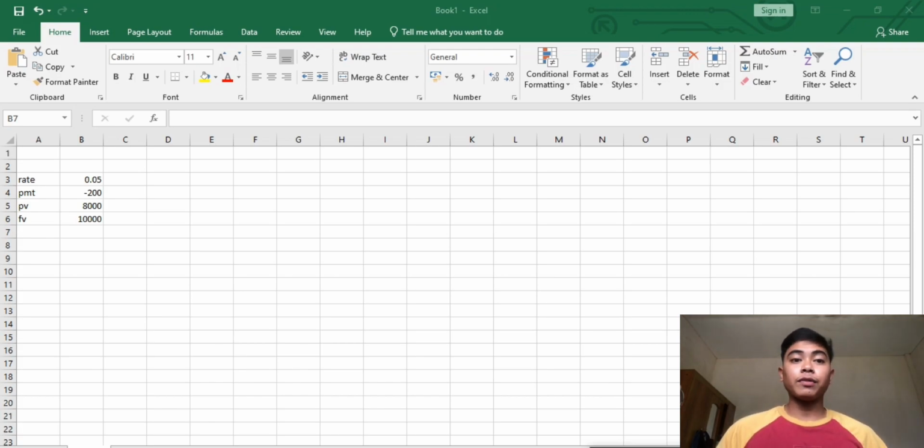NPER stands for number of periods, by which we calculate the number of periods or number of payments that we need in order to pay off a certain loan. So to further demonstrate, we have here an example.